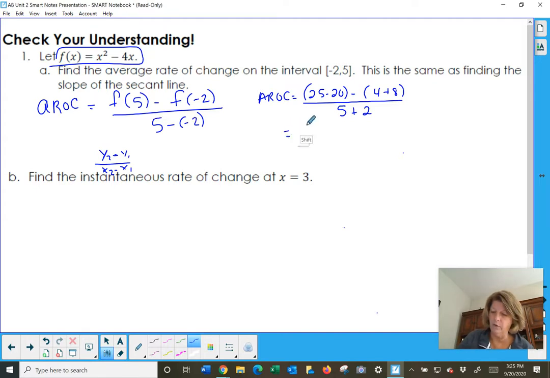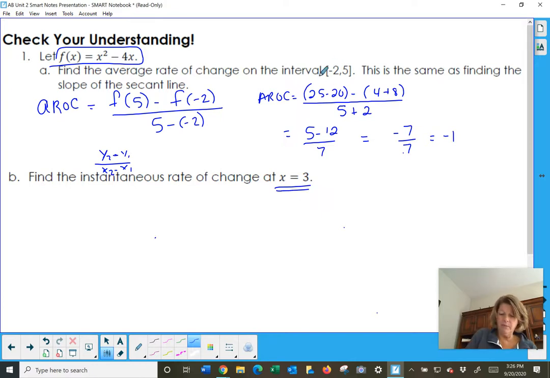Let's keep working forward. What do I got? 5 minus 12 over 7. And that gives me a slope that's equal to negative 7 over 7, which is negative 1. My average rate of change is negative 1. For some reason, I keep looking at my notes because I had 6 as the denominator, but 6 definitely isn't the denominator, 7 is.